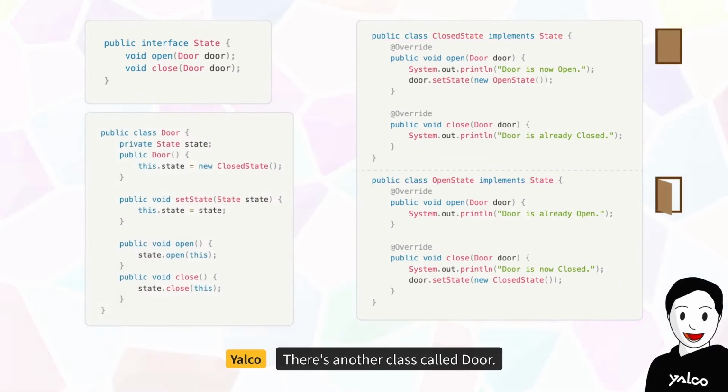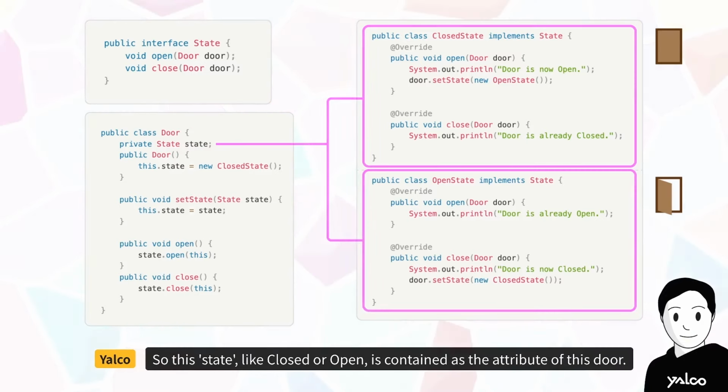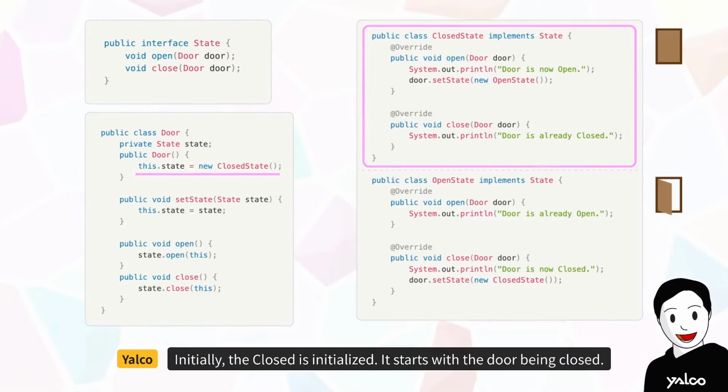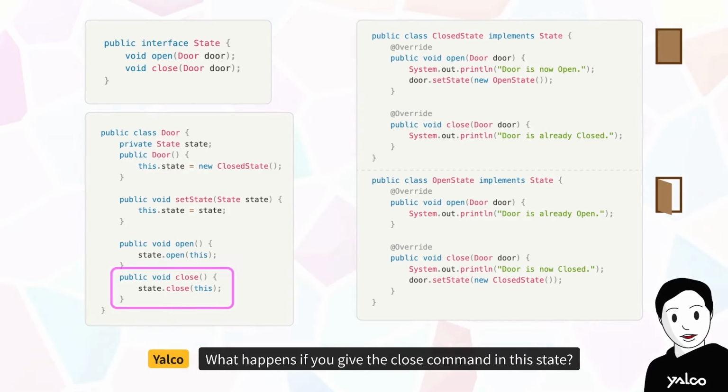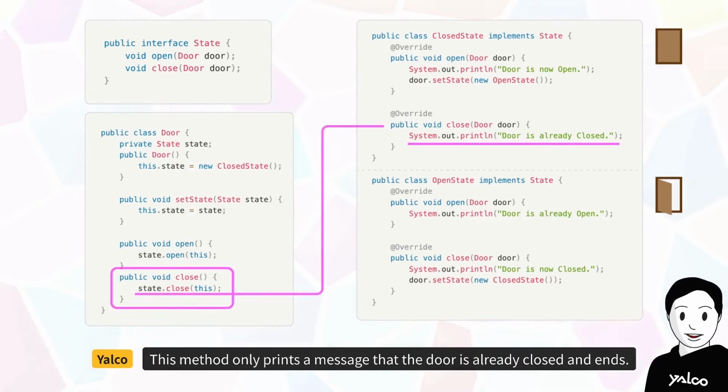There's another class called door. As you can see, it has an instance of the state interface as a field. So this state, like closed or open, is contained as the attribute of this door. Initially, the closed state is initialized. It starts with the door being closed. What happens if you give the close command in this state? Since the door is closed, the close method of closed state is executed. This method only prints a message that the door is already closed and ends.